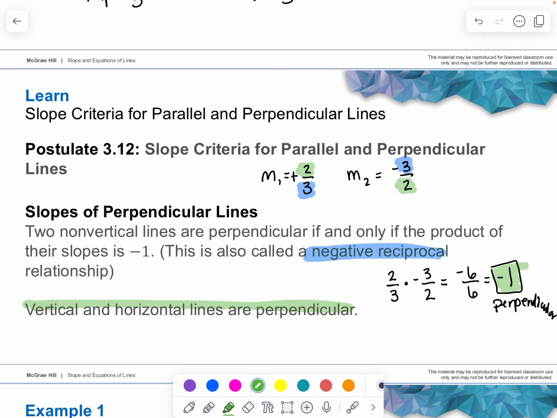Then here's the big one. Vertical and horizontal lines are always perpendicular. Okay? Always perpendicular.